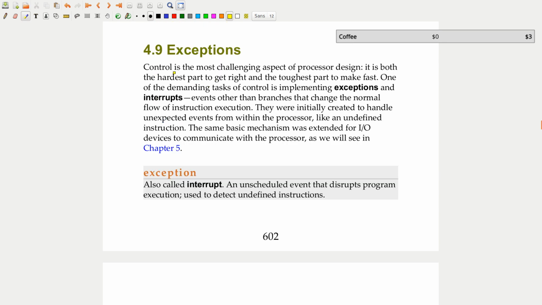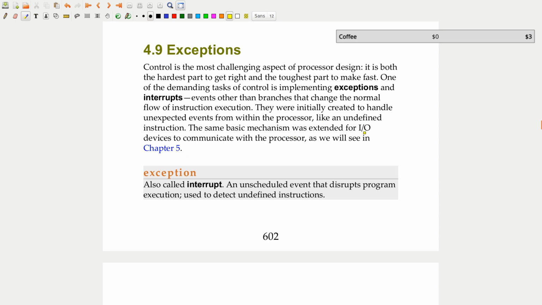So what are exceptions? Control is the most challenging aspect of processor design. It is both the hardest part to get right and the toughest part to make fast. One of the demanding tasks of control is implementing exceptions and interrupts: events other than branches that change the normal flow of instruction execution. They were initially created to handle unexpected events from within the processor, like an unidentified instruction. So if something happened to an instruction while it was being decoded, or maybe a bit flipped here or there and it didn't understand it, it would cause an exception.